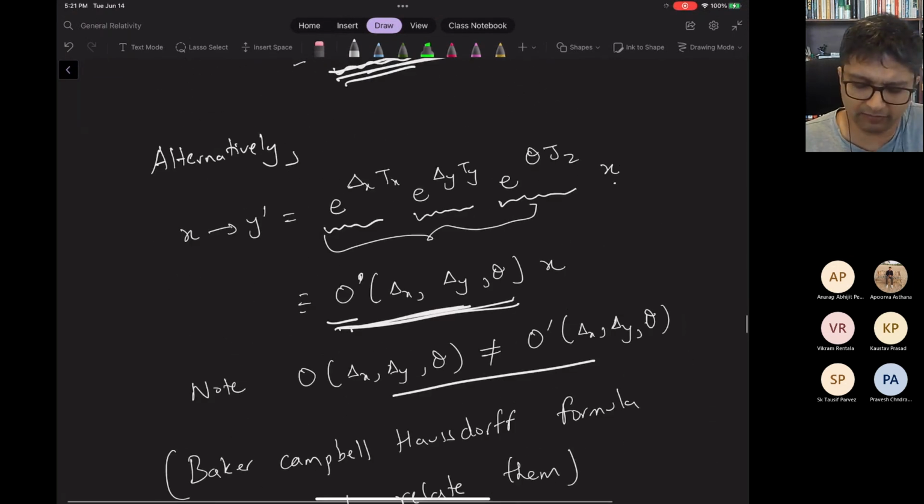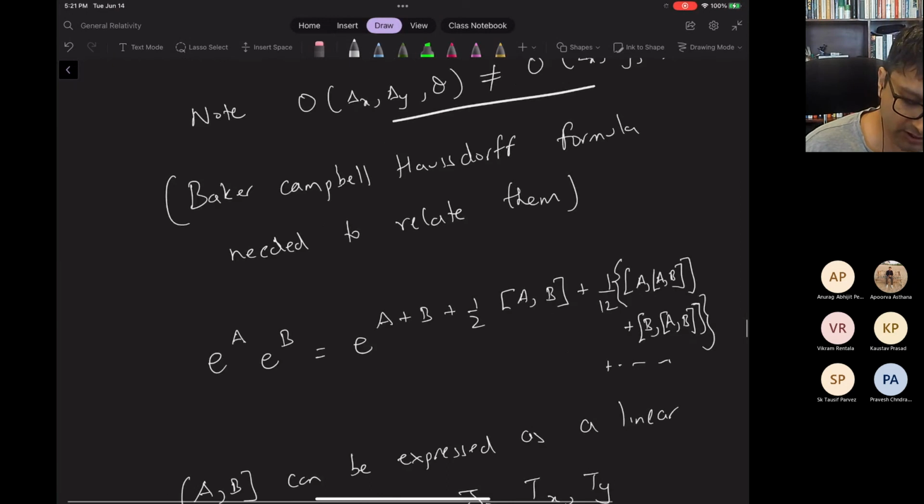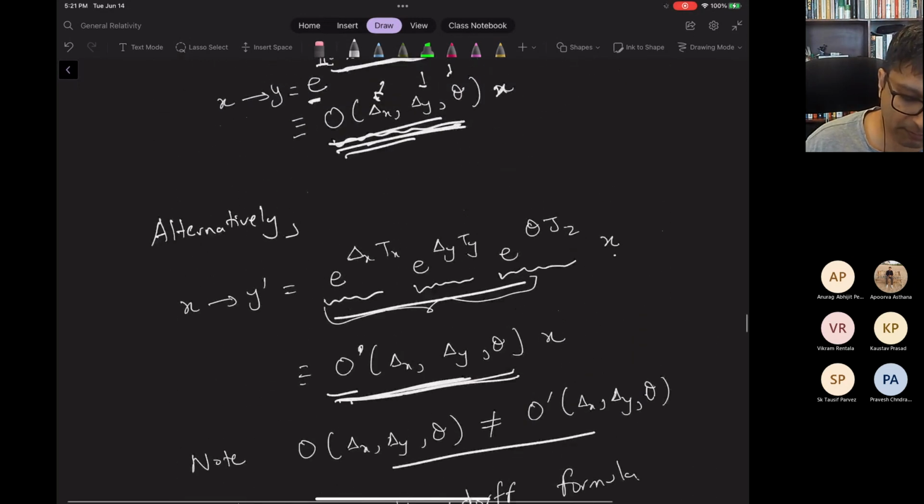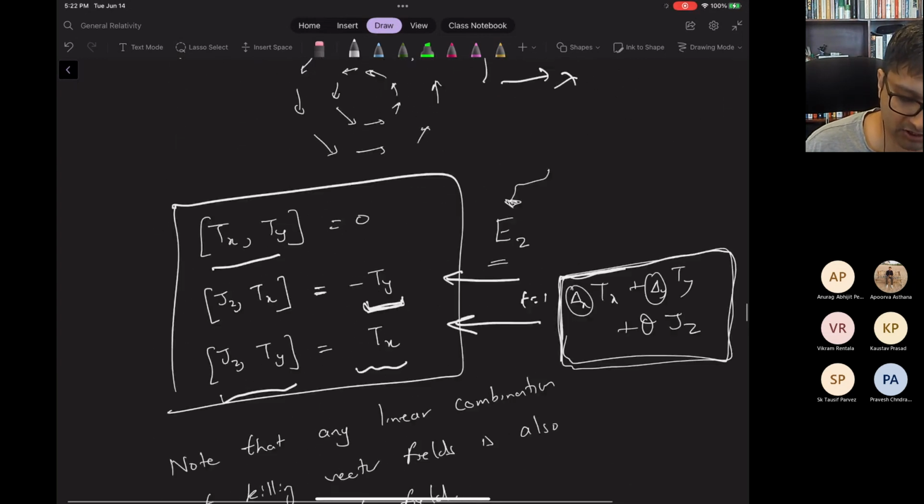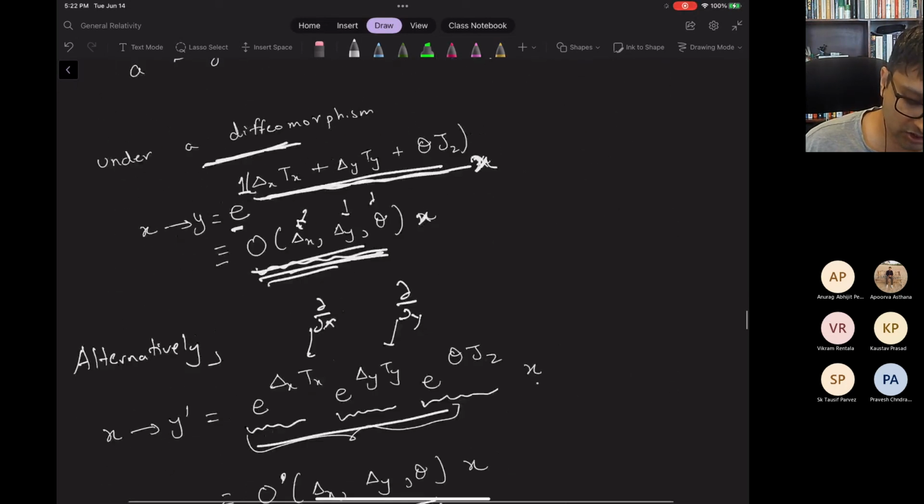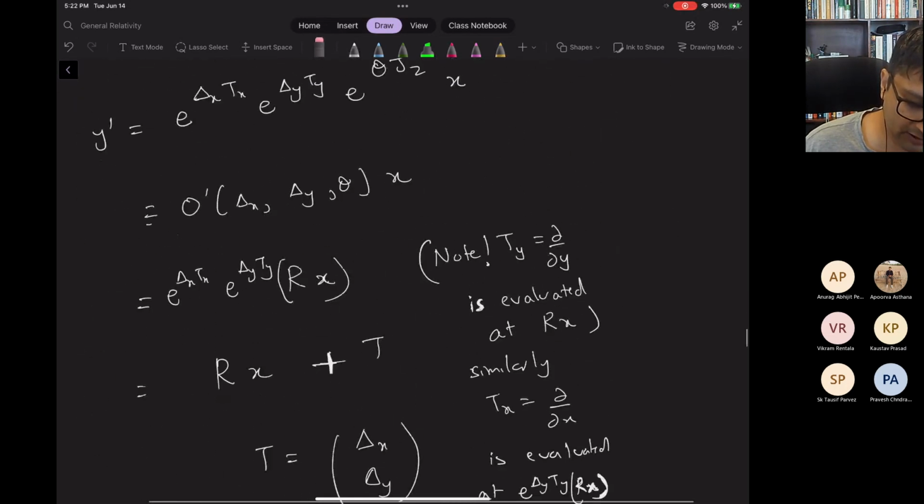If I want to relate these two transformations, I have to use something called the Baker-Campbell-Hausdorff formula. This is similar to what you would have seen in quantum mechanics. If I take e raised to a, e raised to b, this a and b are operators, because remember that this tx is an operator. It's partial x. This jz is also an operator, expanded in terms of partial x and partial y. So these are operators.